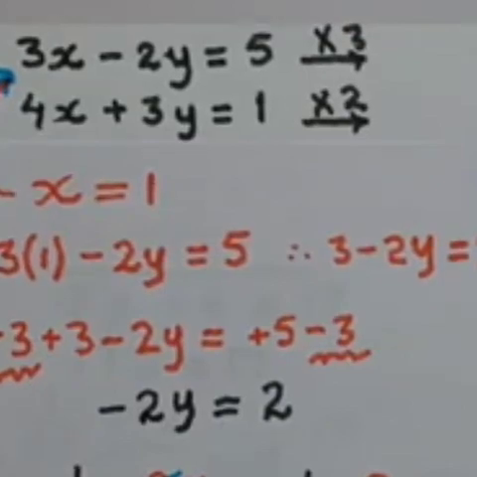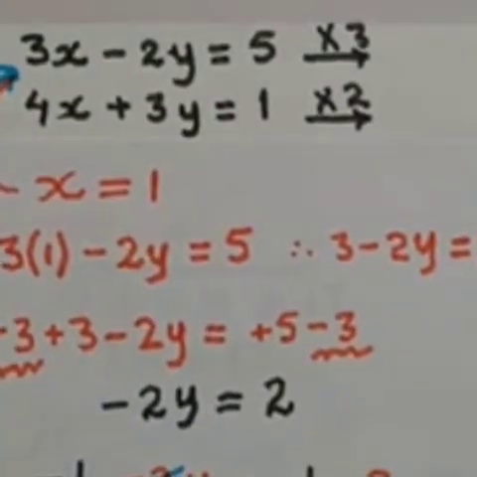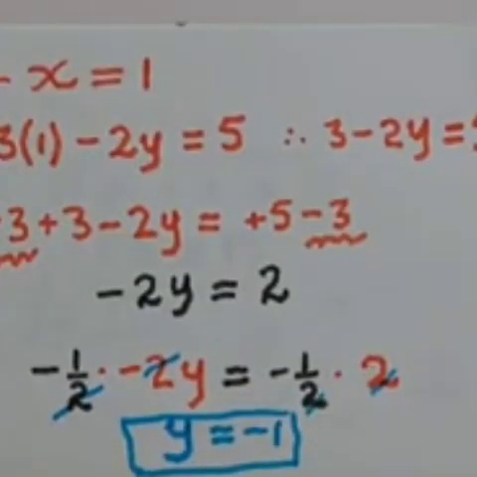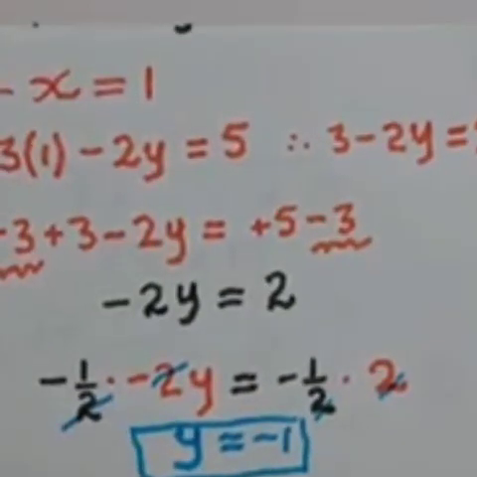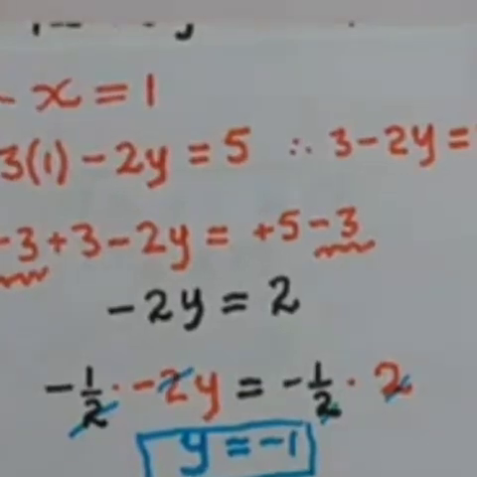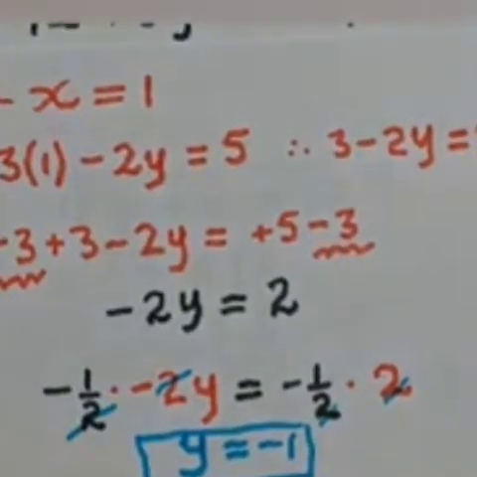After that, we write the solution. x the first variable, y the second variable. Their values are 1 and minus 1. And this is the answer in ordered pairs.